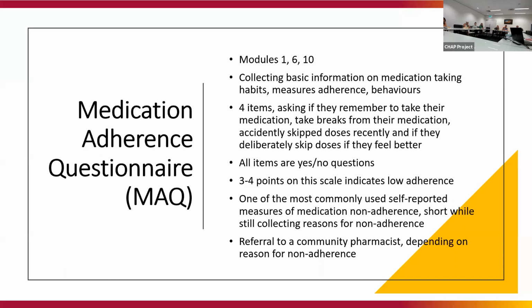The scale is 1 to 4, and a point score of 3 to 4 would probably indicate low adherence with their medication regime and might suggest that that's a conversation that they need to have perhaps around their goal setting about taking the medication, or whether or not they need to speak to a community pharmacist, depending on what their reason is for their non-adherence.